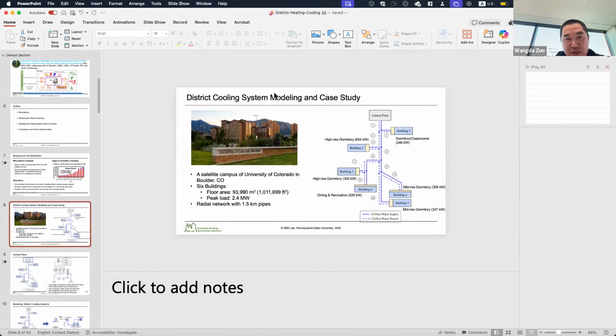Yeah, so basically we are able to work with the CU Boulder facility, and they provide us the data, and also we use the information to calibrate our system model.